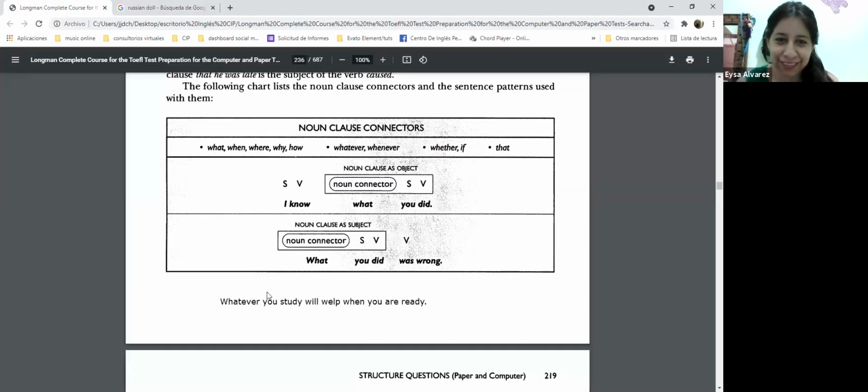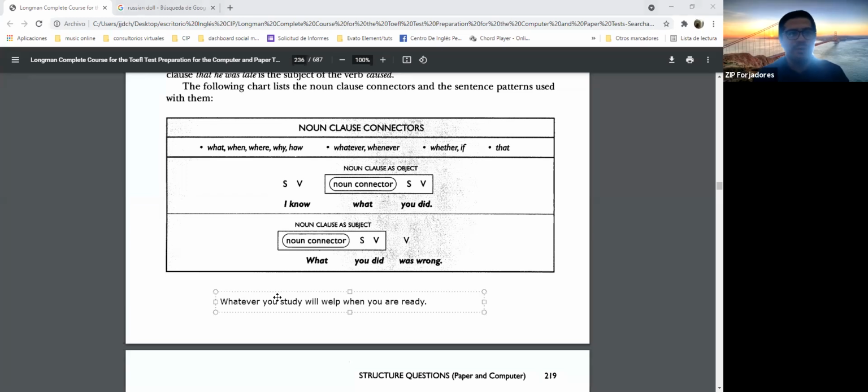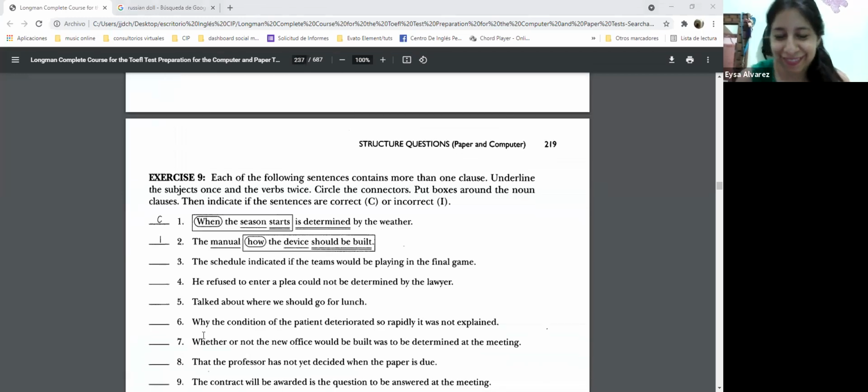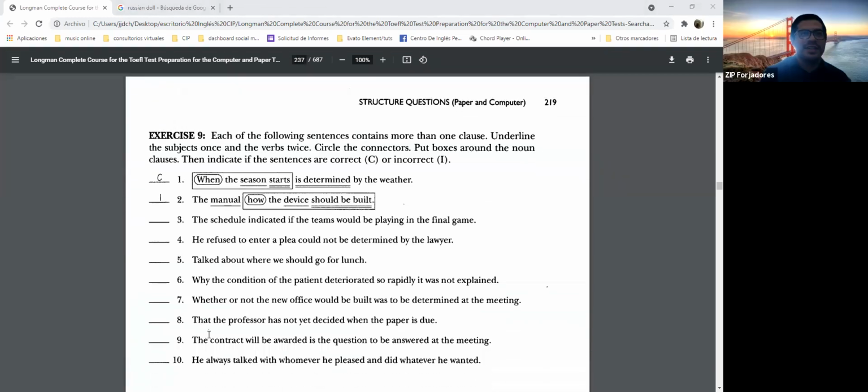Good. Excellent. So let's go with the exercise. Exercise 9. Each of the following sentences contains more than one clause. Underline the subject once and the verb twice. Circle the connectors. Put boxes around the noun clauses. Then indicate if the sentences are correct or incorrect. Okay, good. So let's go with number 1.